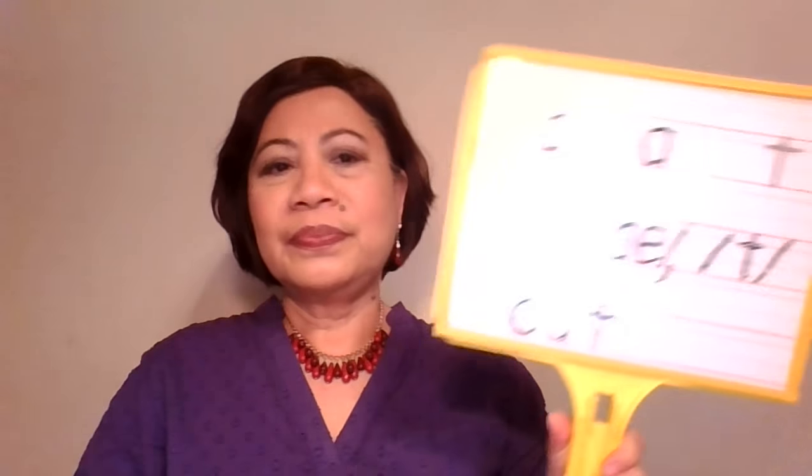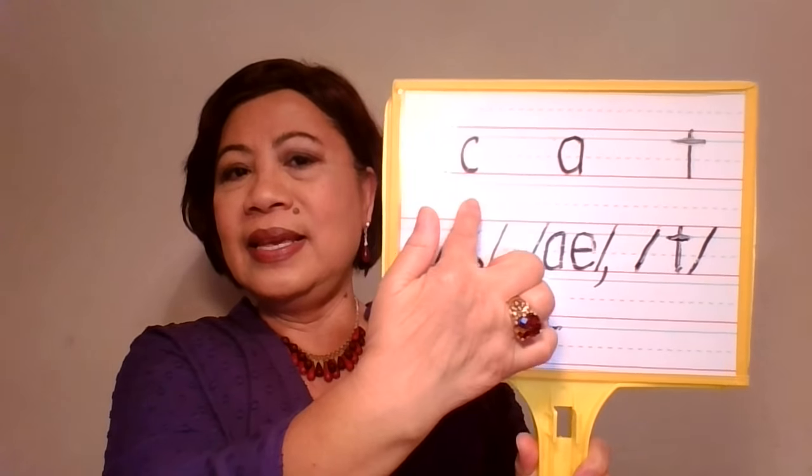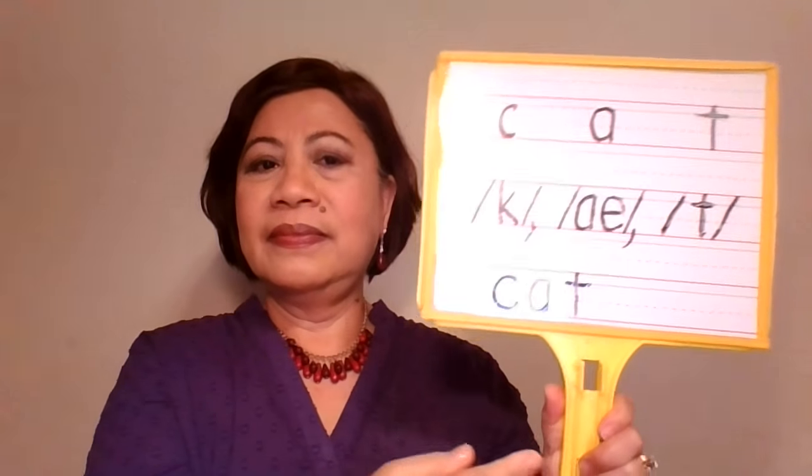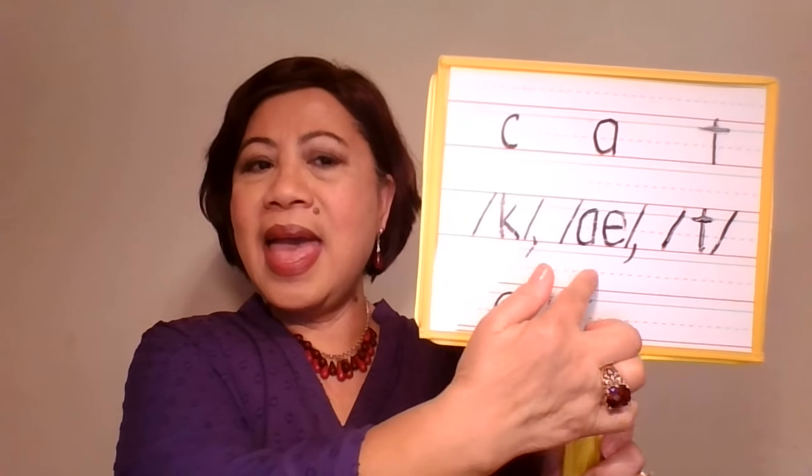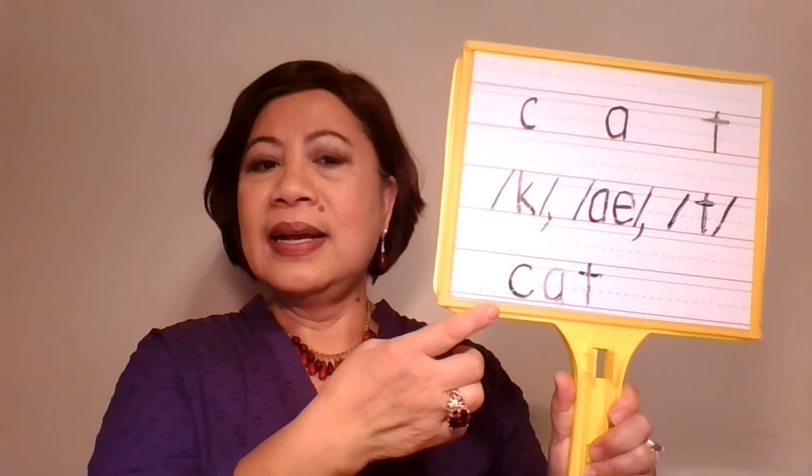For example, c-a-t, cat. But for the English learners, they still do not know the meaning of the word cat. So you have to show them a picture of a cat. C-a-t, cat. Very good. All right.